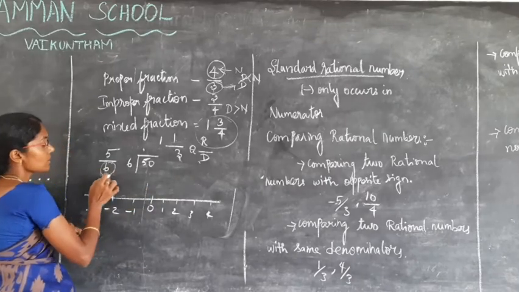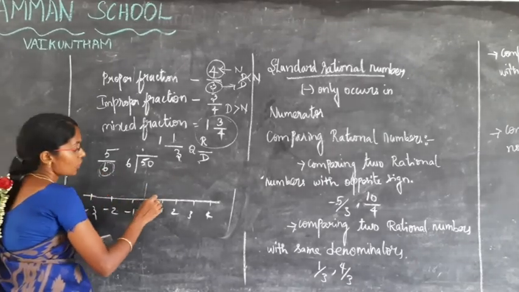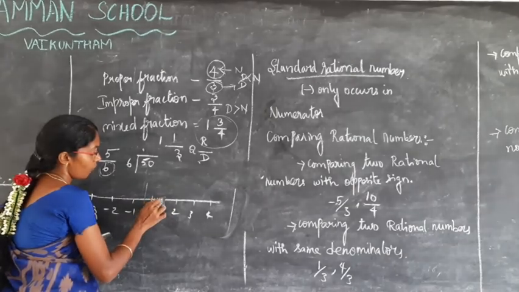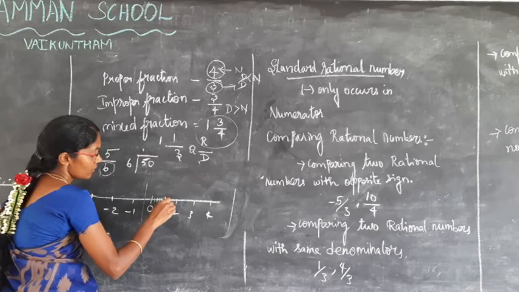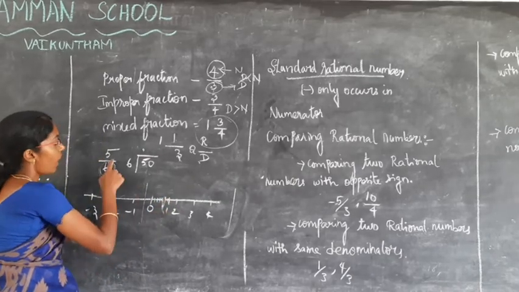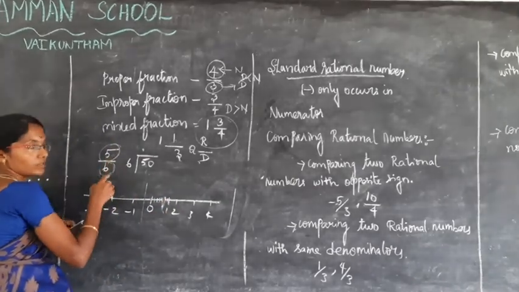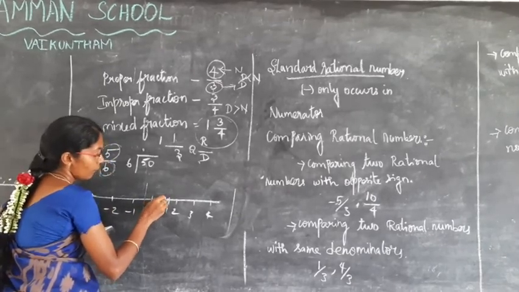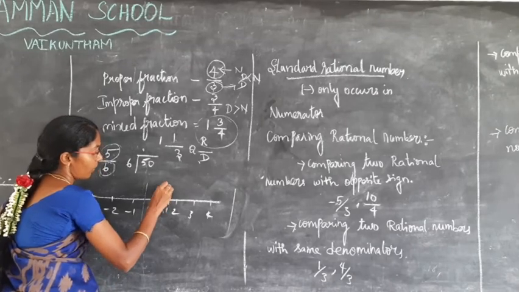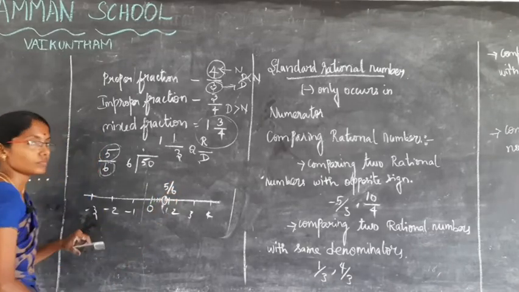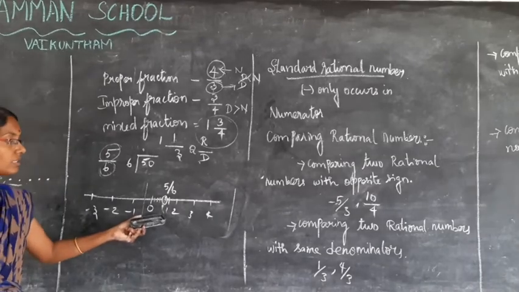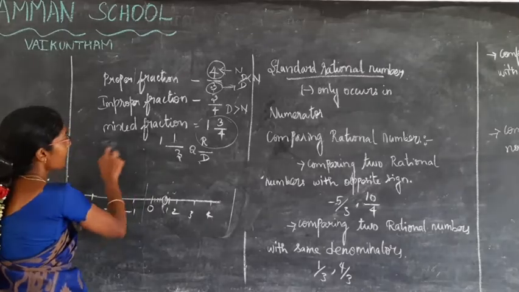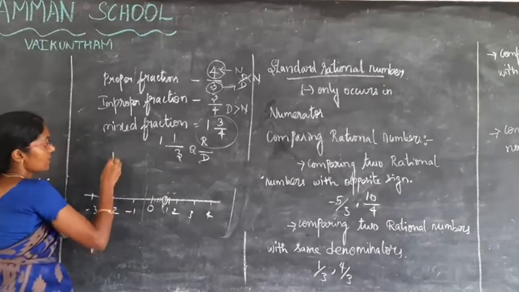So how many parts? 6 parts. So you have to divide this into 6 parts: 1, 2, 3, 4, 5, 6. So it is 1. Okay. On which part does the point occur? 1, 2, 3, 4, 5. So this part. So this is 5 by 6. Okay. You can also represent it in decimal form.